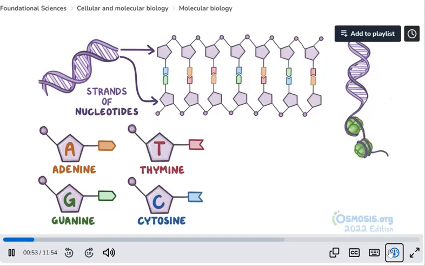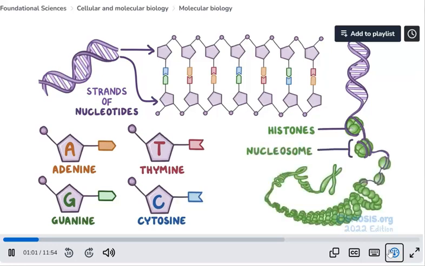Now, the entire DNA molecule is wrapped around structural proteins called histones that package the DNA into nucleosomes, like when we roll yarn into a ball to keep it compact and organised. Altogether, the entire yarn with the DNA plus the histones is called chromatin.